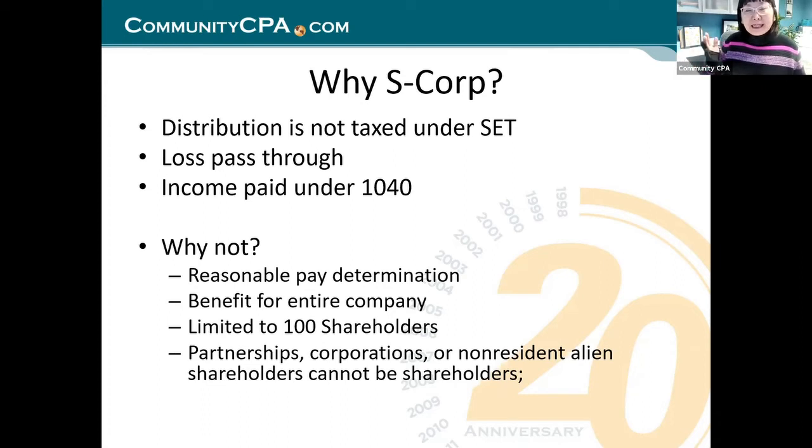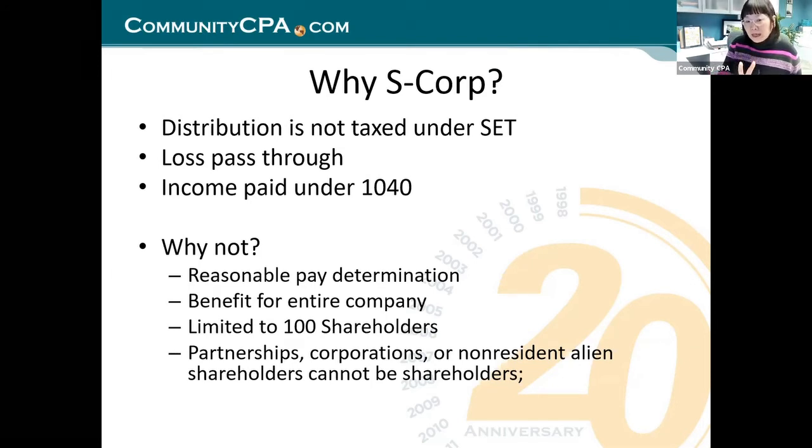So the key benefit for S-corp is that distribution is not taxed under self-employment tax. That's the key. And loss is also passed through. That just sounds good, okay? Income pays under 1040. Here I want to quickly go through why not. Then we return back to the whiteboard because we want to draw again for S-corp.